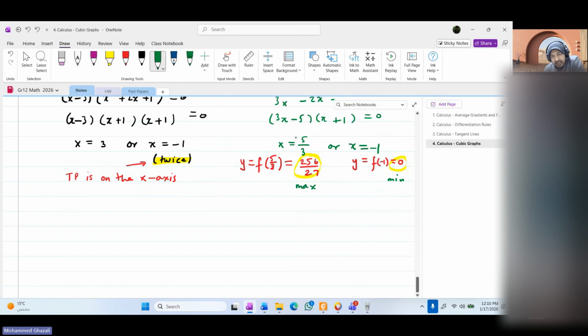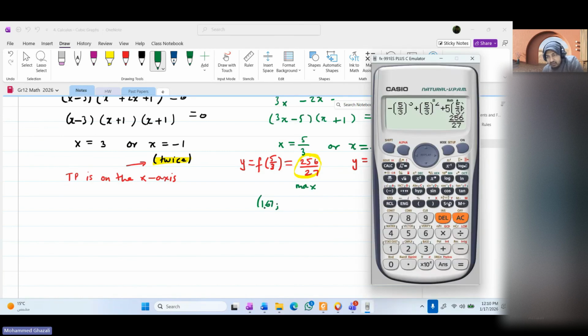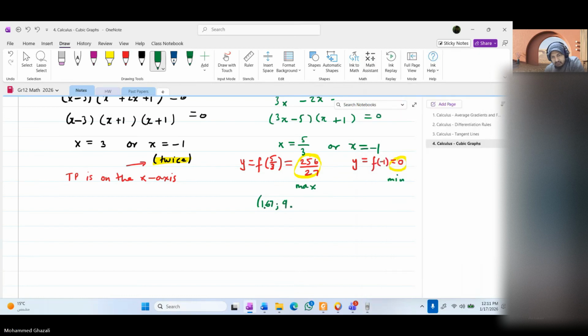So we have the coordinates of the turning points. The stationary points are 5 over 3. Oh yeah, by the way, 5 over 3, we put 1.67, all right? And 256 over 27 is basically 9.48. And this is just -1 and 0.